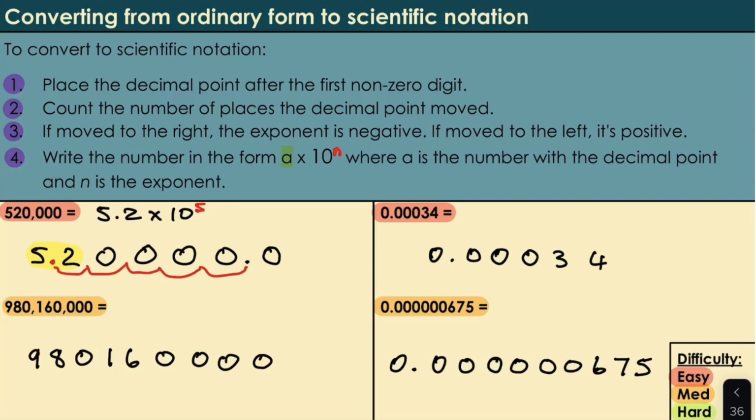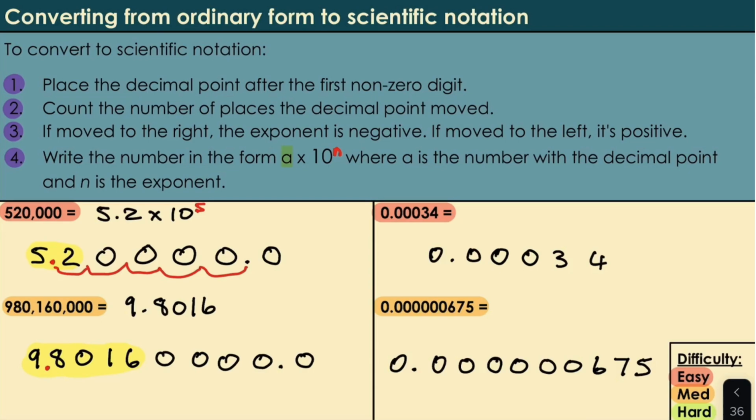Let's try the next one. First, we need to understand that that is exactly the same as 980,160,000.0. It's the same number. Step number 1, place the decimal point after the first non-zero digit. First non-zero digit is the 9. My A component is that part of my number. So I can write that in already. I've got my A as.